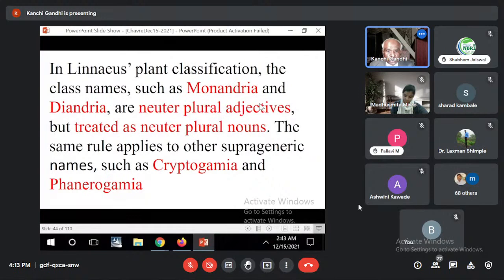The same thing goes with Cryptogamia. You know, in your botany class, you learned about algae, fungi, bryophytes, and even pteridophytes, because they do not have pollination. So they are called Cryptogamia. The full term, Latin or Greek, is Cryptogamia. Phanerogamia, that is the gymnosperms and the angiosperms together, wherein pollination takes place. Phanerogamia is visible.